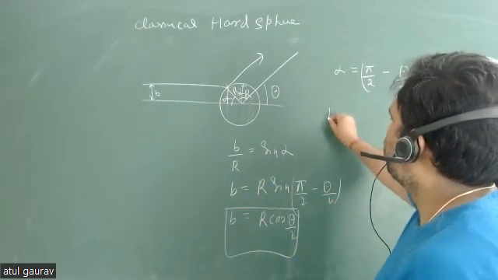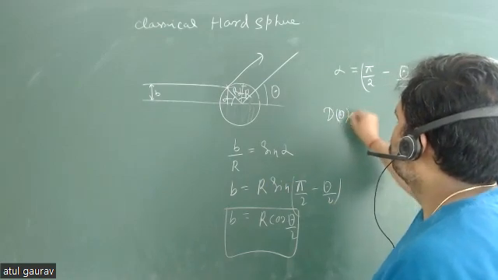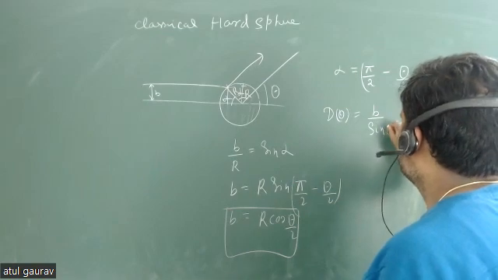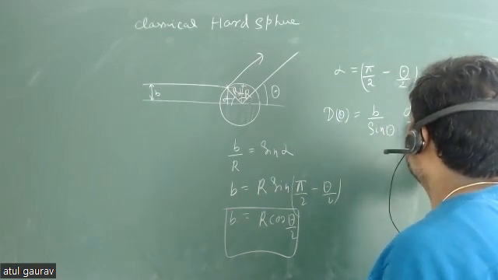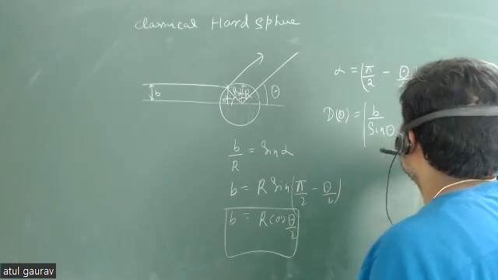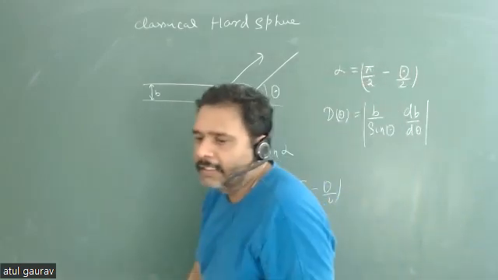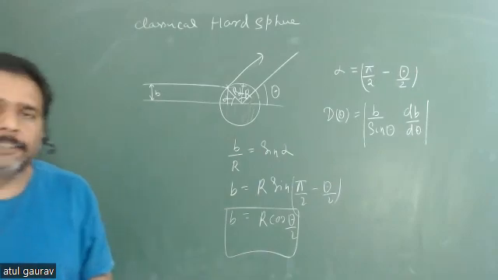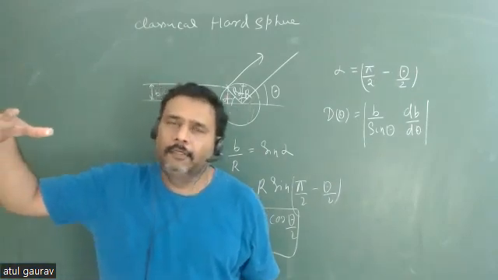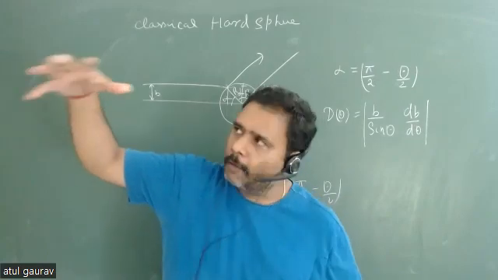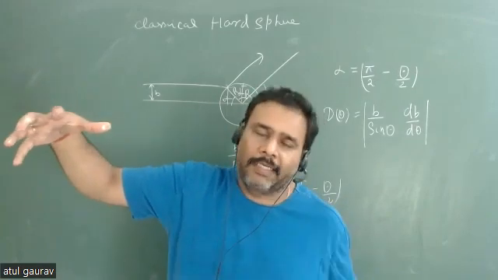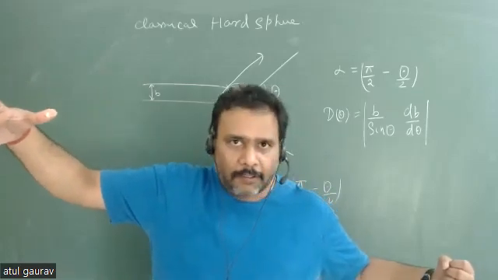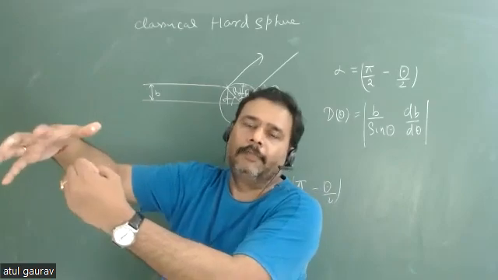Now we have to calculate the differential scattering cross section. What will be the differential scattering cross section? b upon sine theta times db upon d theta, and you always have to take the mod value because it is nothing but area. It has the dimension of area. It is some sort of area. Actually, you are just going to calculate how much area will be taken by the detector such that n number of particles are going to be collected by it.